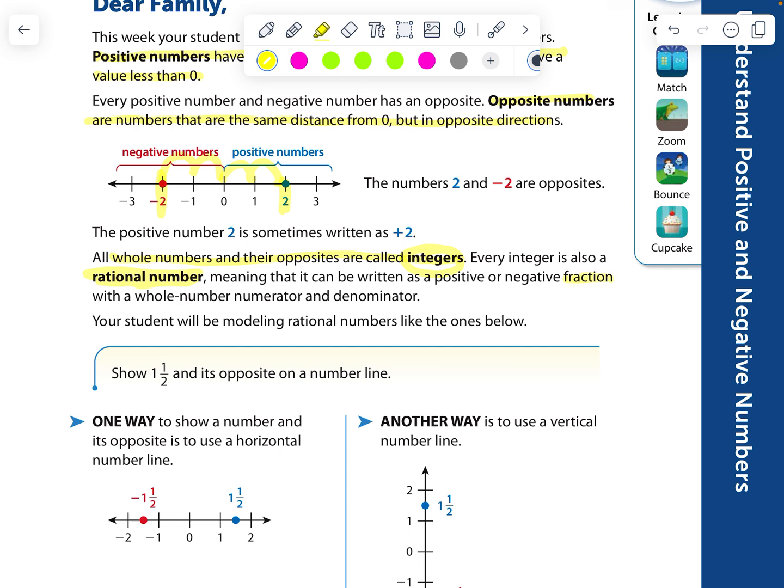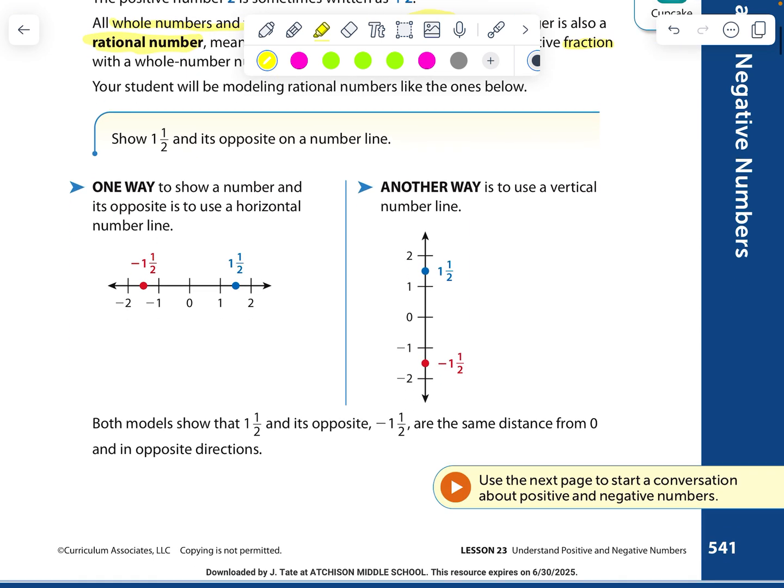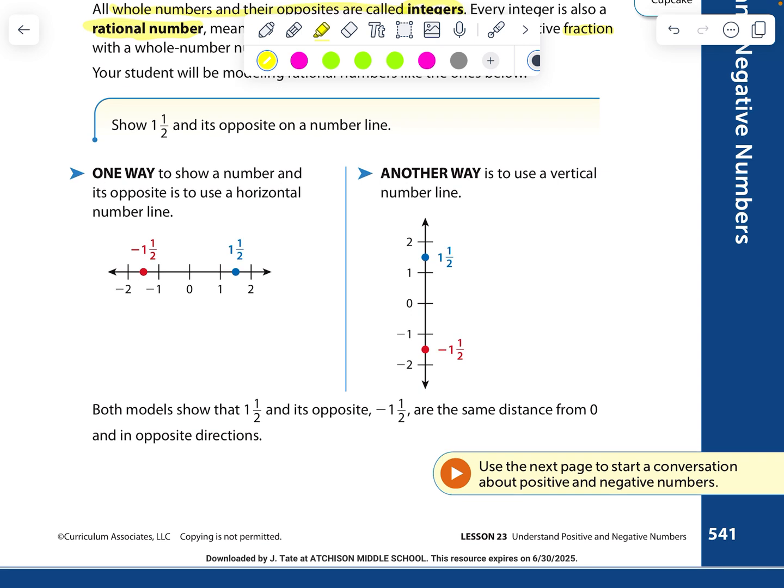Okay. And then we're going to focus on the number line when we're talking about positive and negative numbers. We're going to do the horizontal number line going this way and the vertical number line going this way. And then they're just showing you some opposite numbers here. So positive 1/2 has an opposite number of negative 1/2. And then we can represent those numbers on a vertical number line.